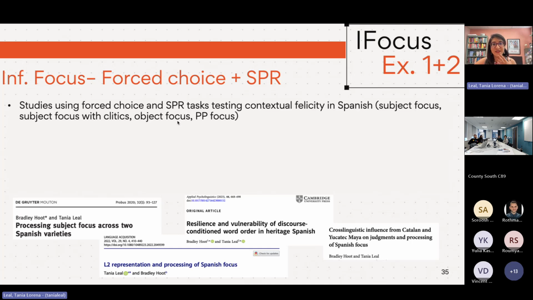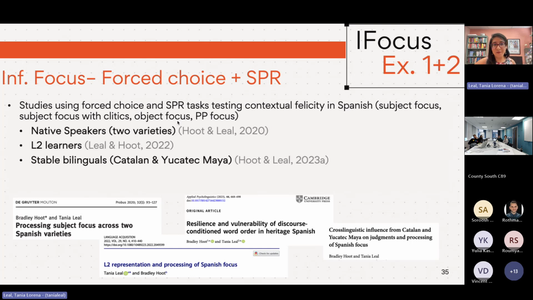So this series of studies uses forced choice, which I will show you, and self-paced reading tasks to test how speakers process information focus in Spanish. But we have done all sorts of focus. We have done subject focus, object focus, adjunct focus, with clitics, without clitics. We've examined native speakers, L2 speakers, stable bilinguals, Catalan Spanish and Yucatec Maya Spanish, and also heritage speakers of Spanish and English.